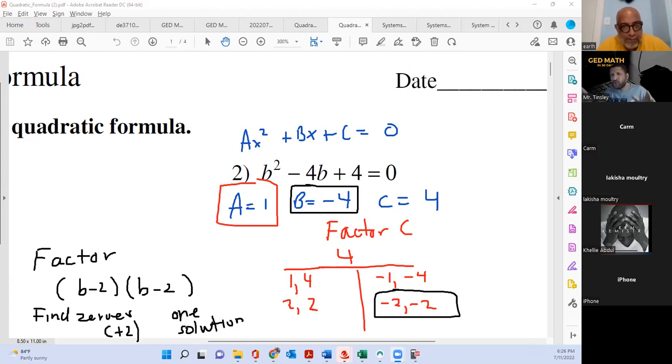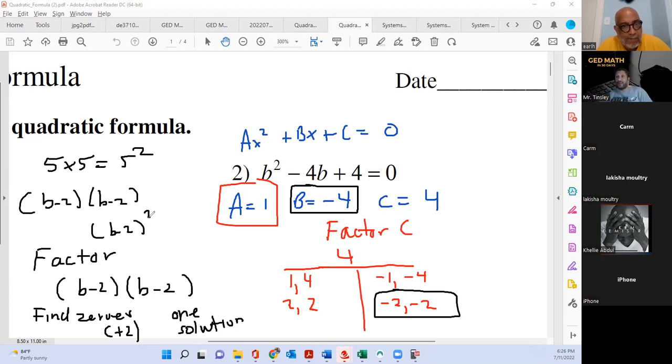Now, what I also saw was people didn't understand that when you multiply the same thing by itself, that's called a square. So 5 times 5 is 5 squared. So b minus 2 times b minus 2 is b minus 2 squared. I had one person who made that mistake, did all the work right, but then the answer was something squared. They didn't know they were the same thing. Remember, squares are when you multiply a term by itself.